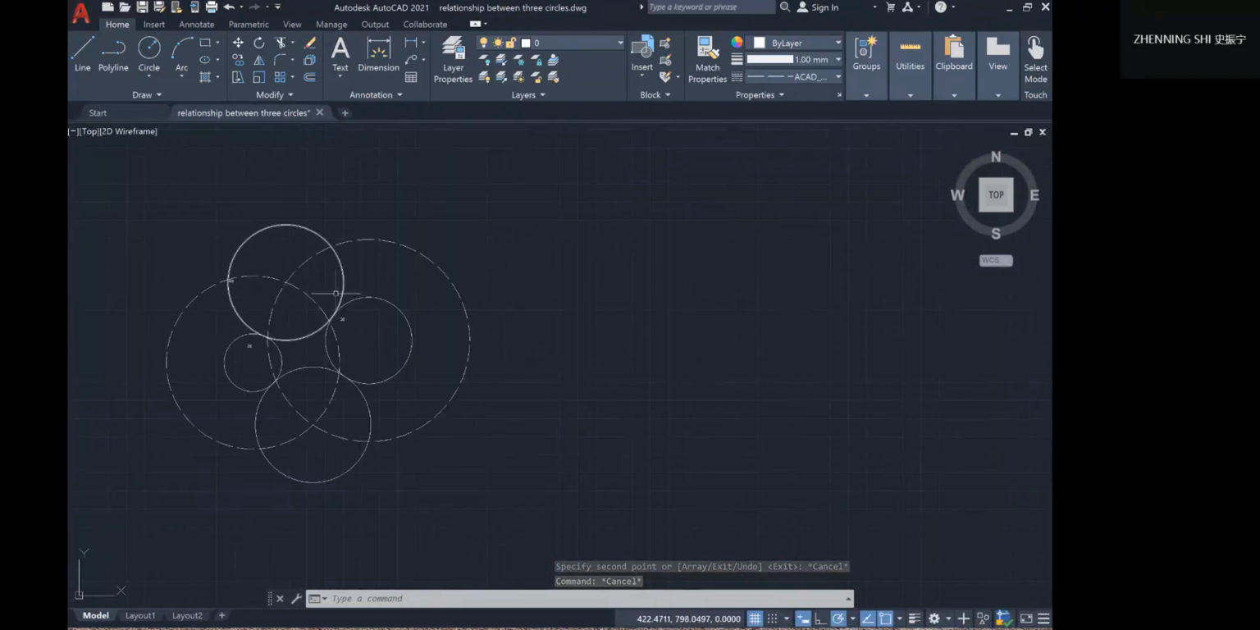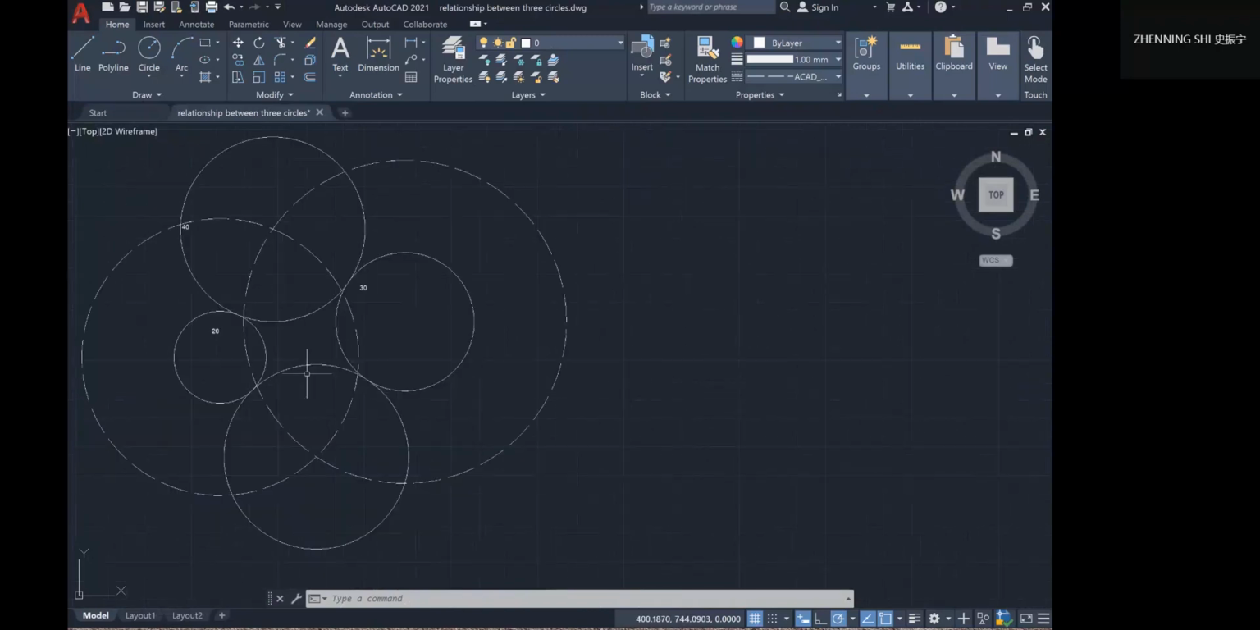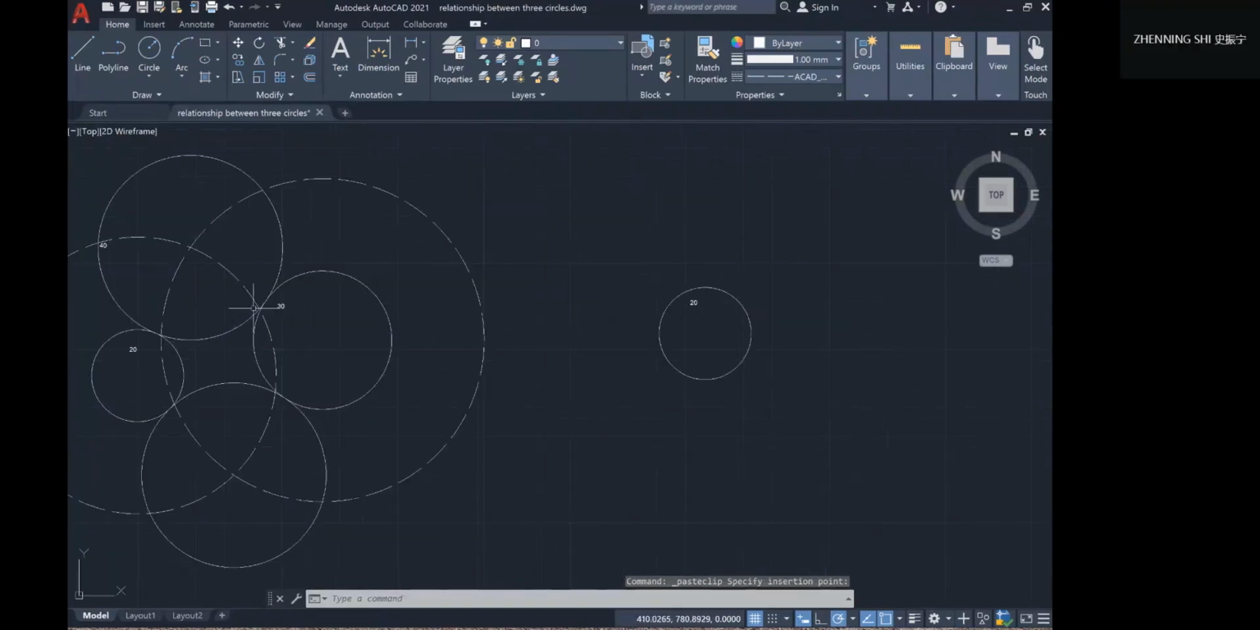And I will show you another one. If I have two circles, this one is 20, and I will draw a small one. The small one with the radius 10.